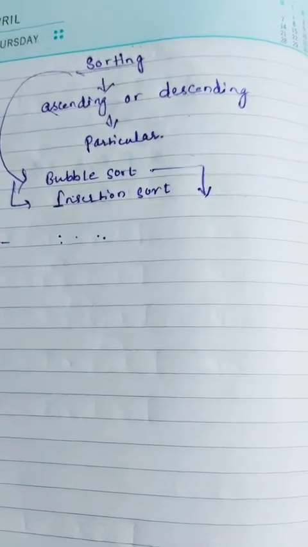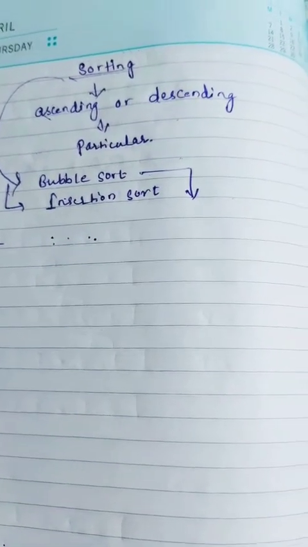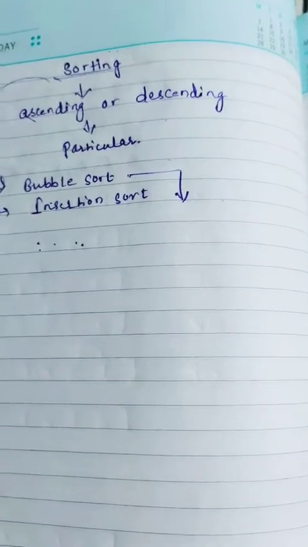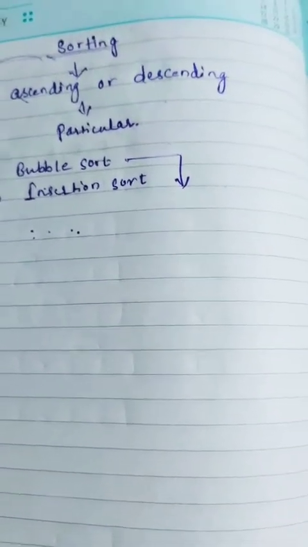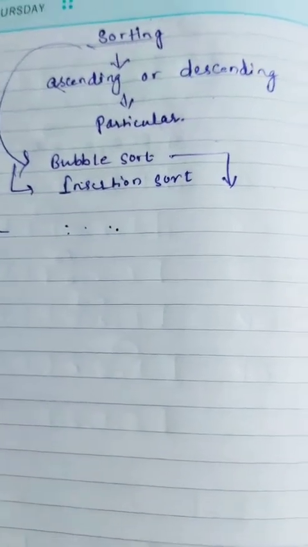And sorting technique specifies the way where the elements are arranging in ascending or descending order. So there are two types of sorting techniques. First one is bubble sort and second is insertion sort. Bubble sort and insertion sort, there are two types of sorting techniques.